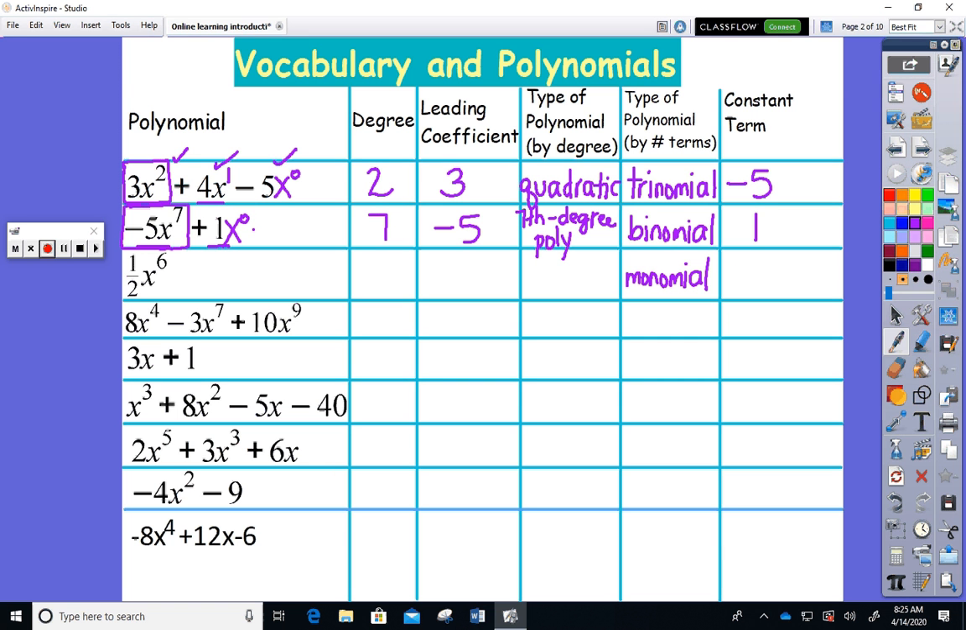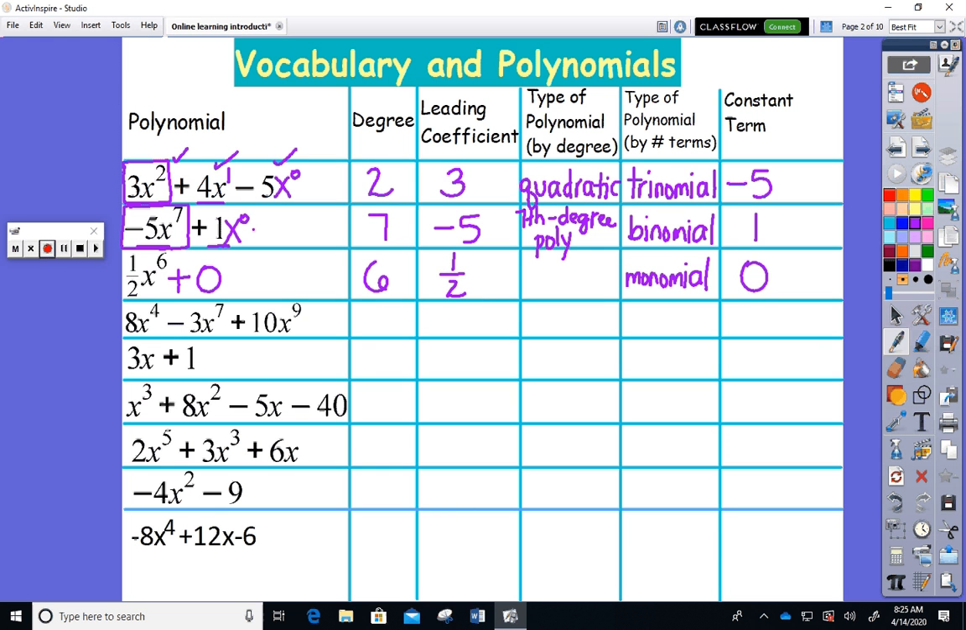So is there any sort of number out here on the end that stands alone? No. So its understood constant term is just 0. There's no plain number there. Now the degree is x to the 6th. It's just the exponent 6. The leading coefficient can only be 1/2 because that's the only number you've got in the problem, the only coefficient.